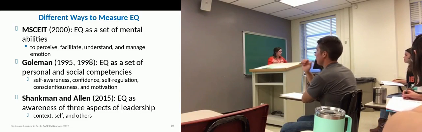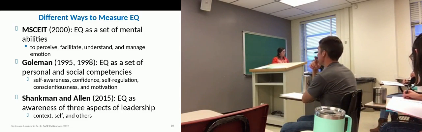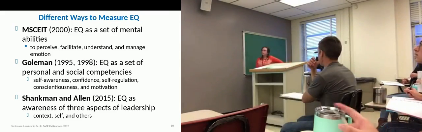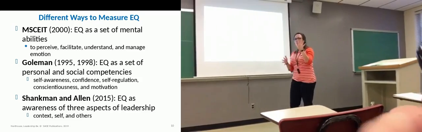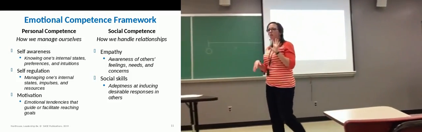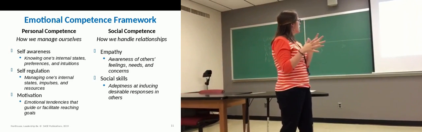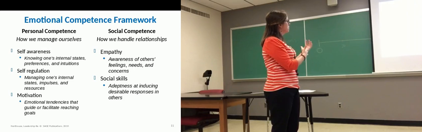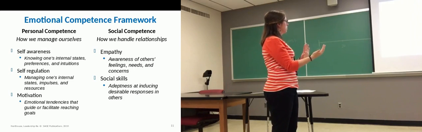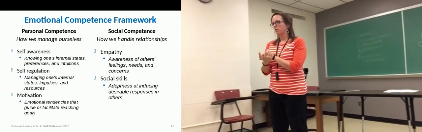Again, Goleman, that guy in the middle, he's the one that really has this idea of personal and social competencies. And that's what we're going to focus on for a little bit, that there's 5 main competencies. And I put this on Brightspace for y'all. It's a one-pager that you can print off if you want it. But essentially, 3 of them are personal competencies, 2 are social competencies. So what do y'all think the personal competencies are?